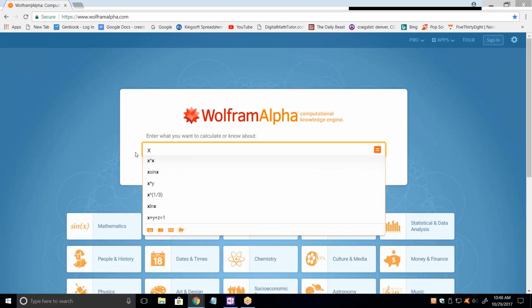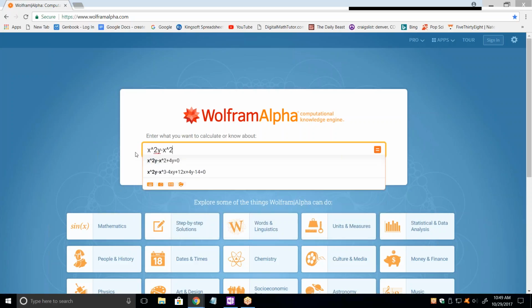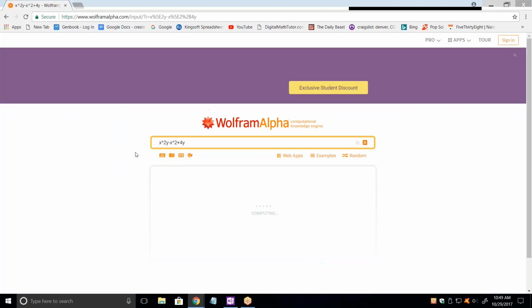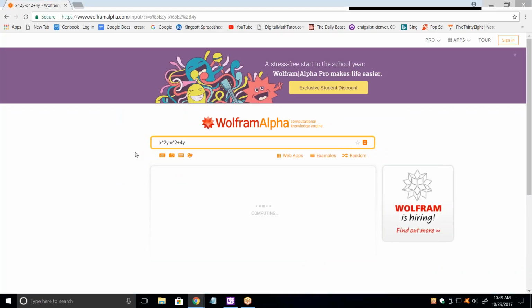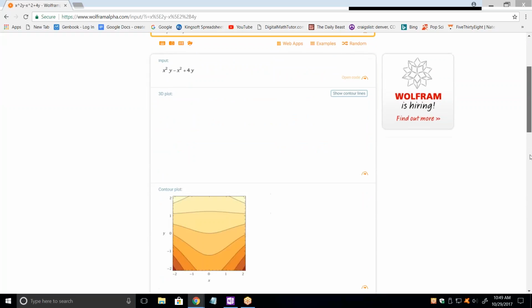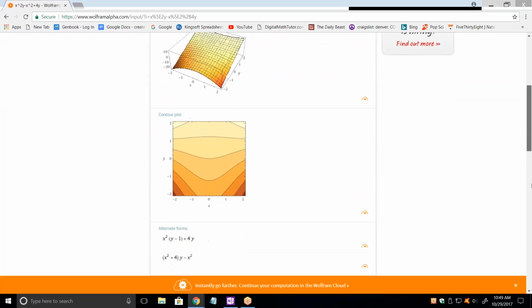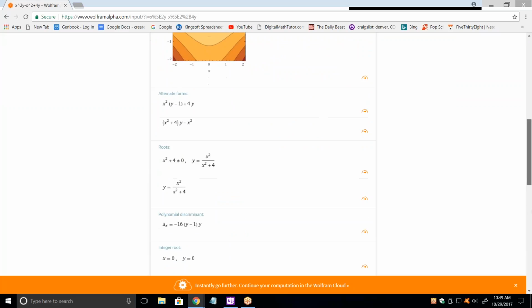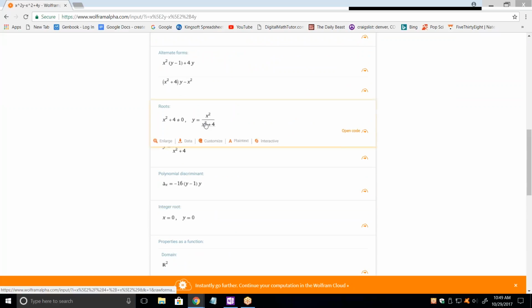Let's see. It was x squared y plus minus x squared minus x squared plus 4y plus 4y. Let's see what this thing looks like, and then we can verify. Are you allowed to put it into a calculator? And yeah, you are actually. So I'll probably do that. All right, well, it's got our answers. The roots are y equals that.